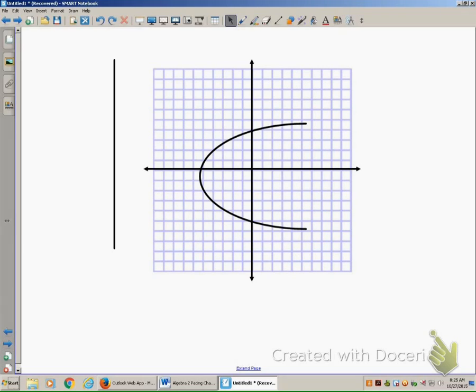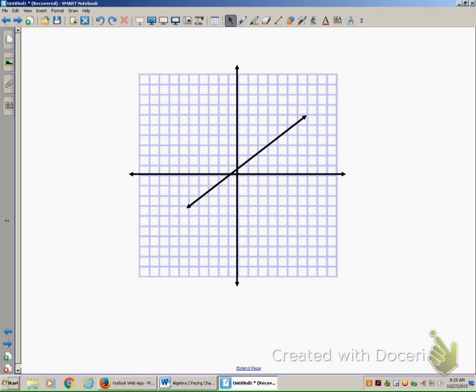Okay, if I look at this one, this is a parabola. Probably many of you remember this from Friday's lesson. It's called a parabola, and it does not pass the vertical line test. Therefore, this parabola is not a function.